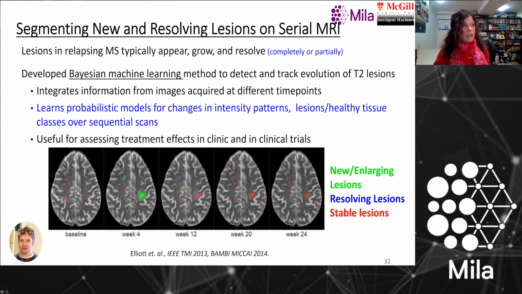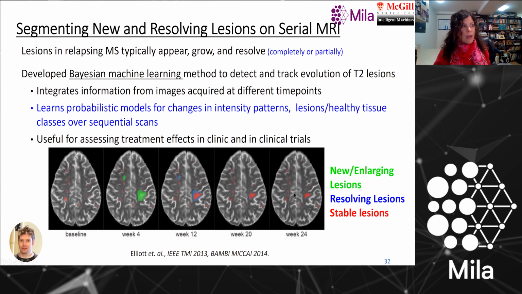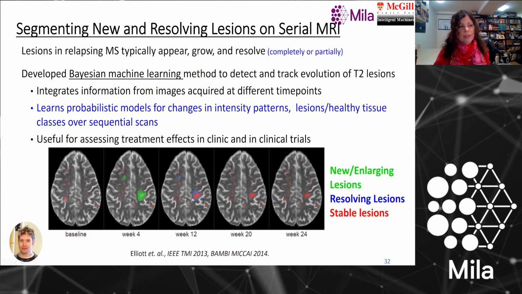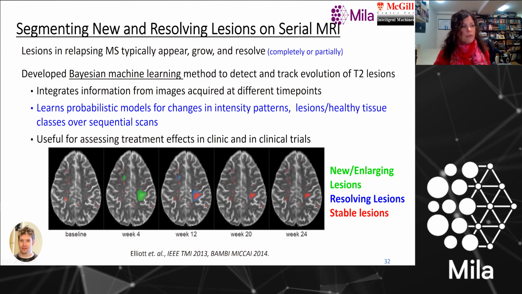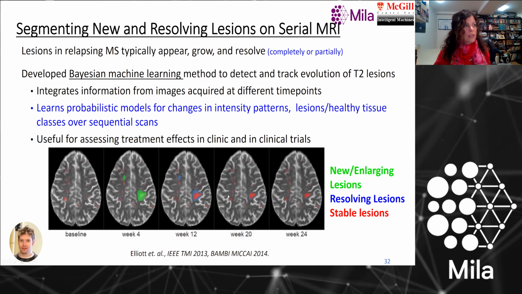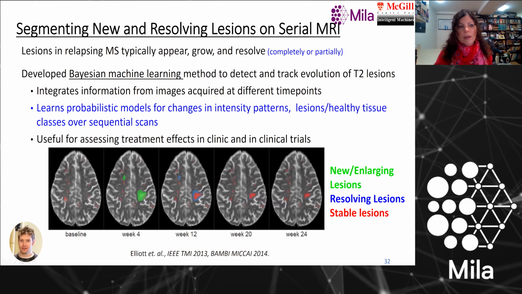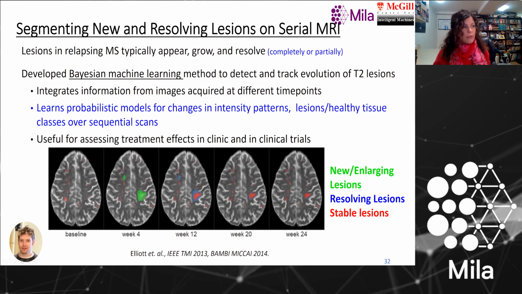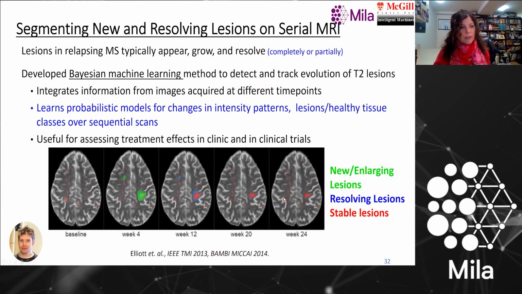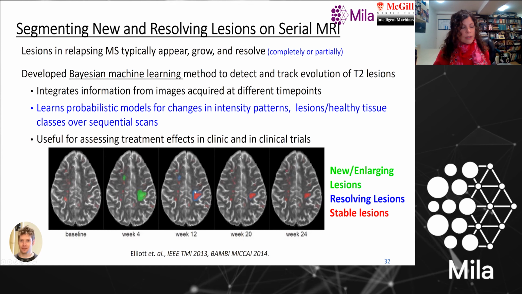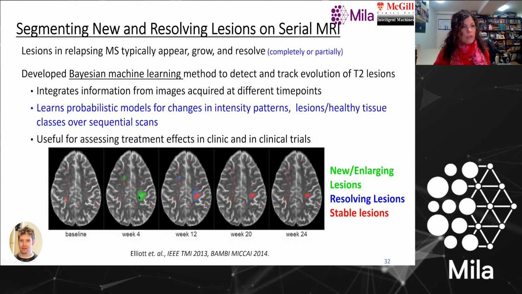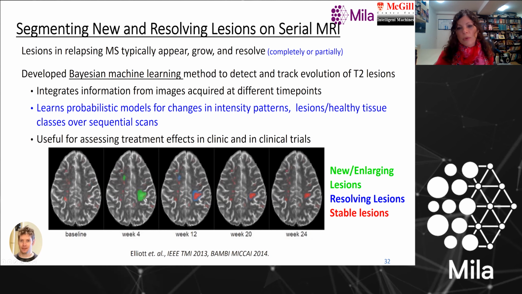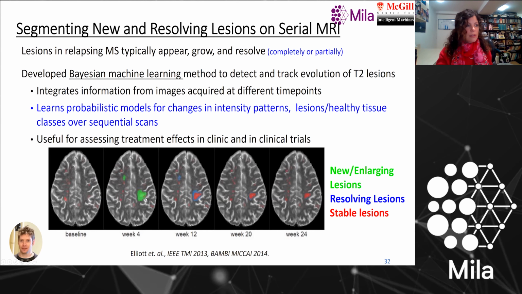The model integrates information from the images at all these time points and learns probabilistic models for the kinds of changes that we have in terms of intensity, transitions from one class to the other, for example, lesions to healthy tissues, and other things in a big Bayesian model. And you can see here the result is that the system differentiates between stable lesions, which we can see in red, resolving or shrinking lesions, which we can see here in blue, and the new or enlarging lesions, which appear, which is very helpful in assessing treatment effects, both in the clinic and in clinical trials.